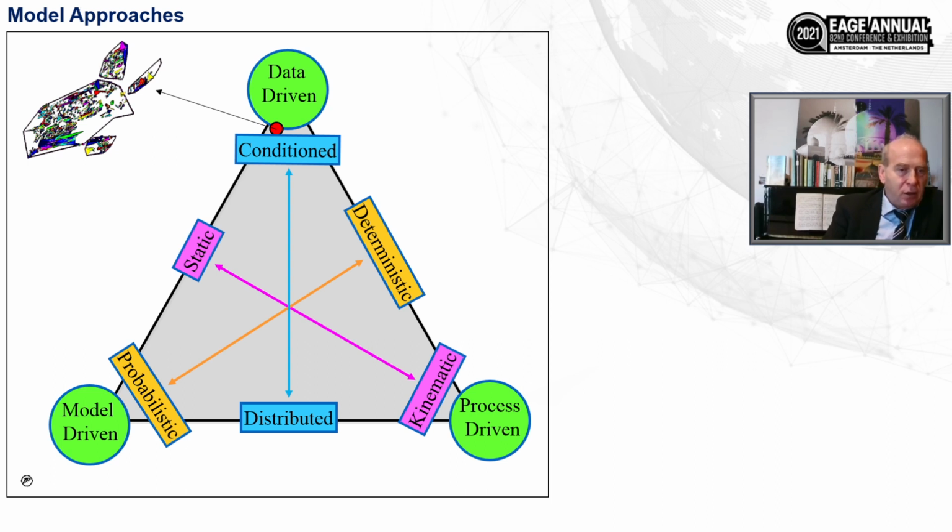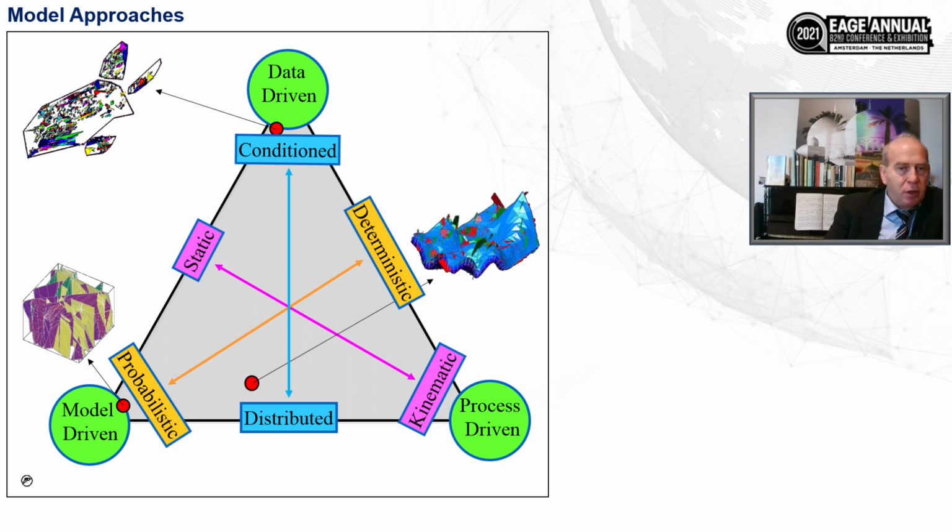On the opposite side, the lower left of the diagram, we see the model-driven approach, which uses the statistical properties that have been observed from the data to fill a certain space with faults and fractures that respect these statistical properties in a purely probabilistic way. On the lower right side of the diagram, we have the process-driven approach, which starts with a clean, non-fractured or faulted rock and tries to mimic geomechanical and other processes to generate fractures and faults in space.